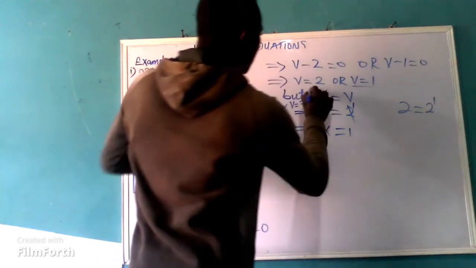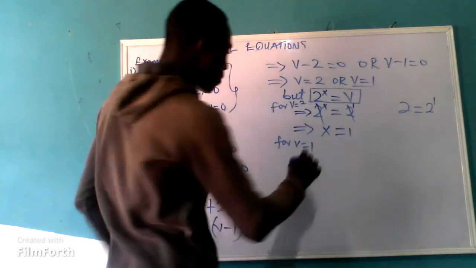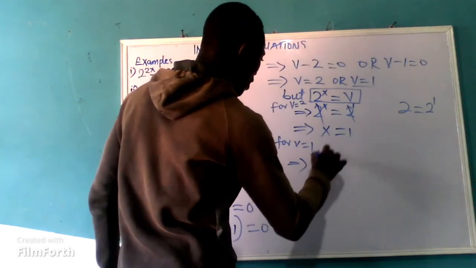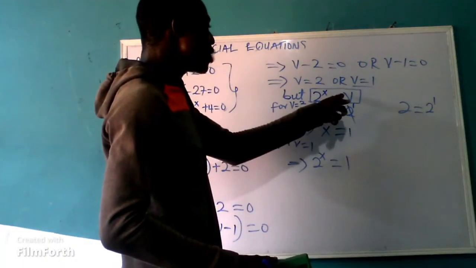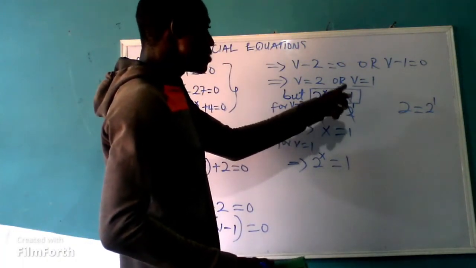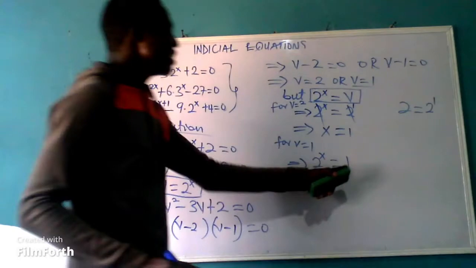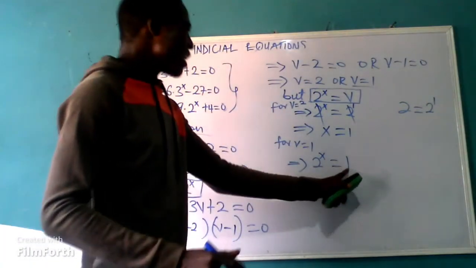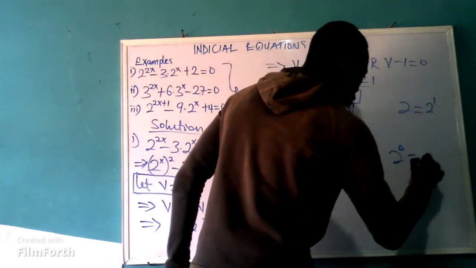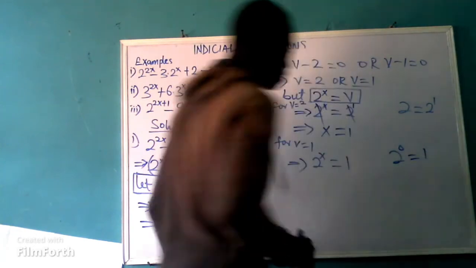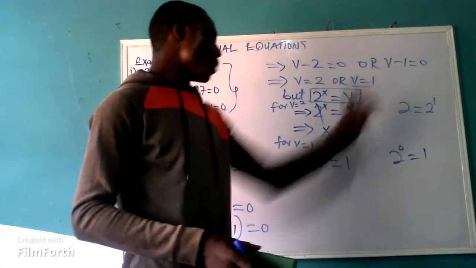Now for v equal to 1, this same equation implies that 2 raised to power x is equal to 1, because we have replaced v with 1. You know that 1 can be rewritten as 2 raised to power 0. You know that 2 raised to power 0 is the same thing as 1.